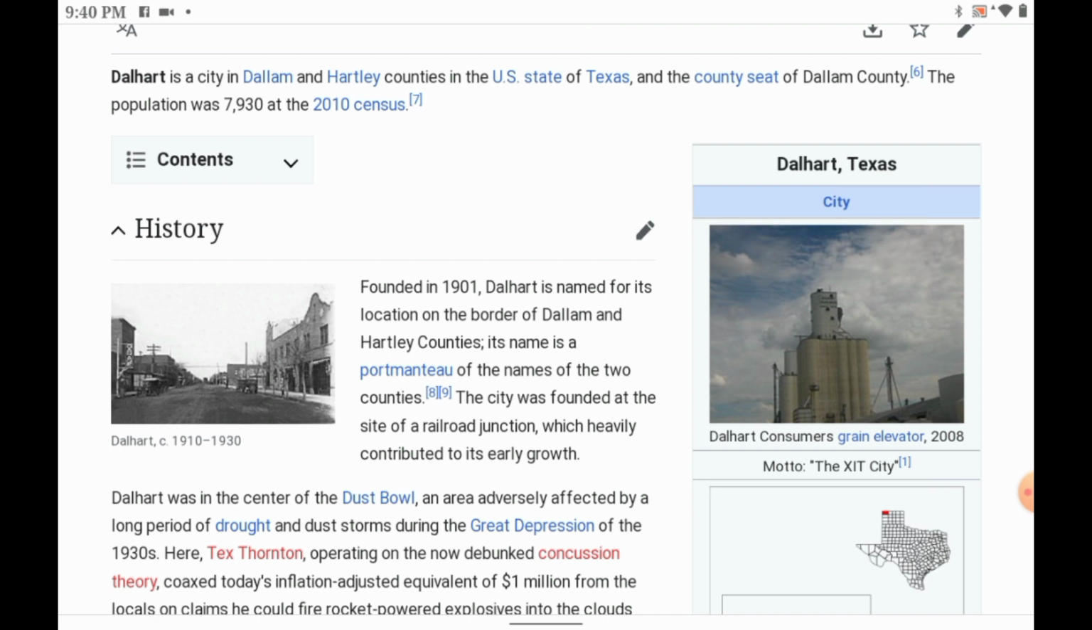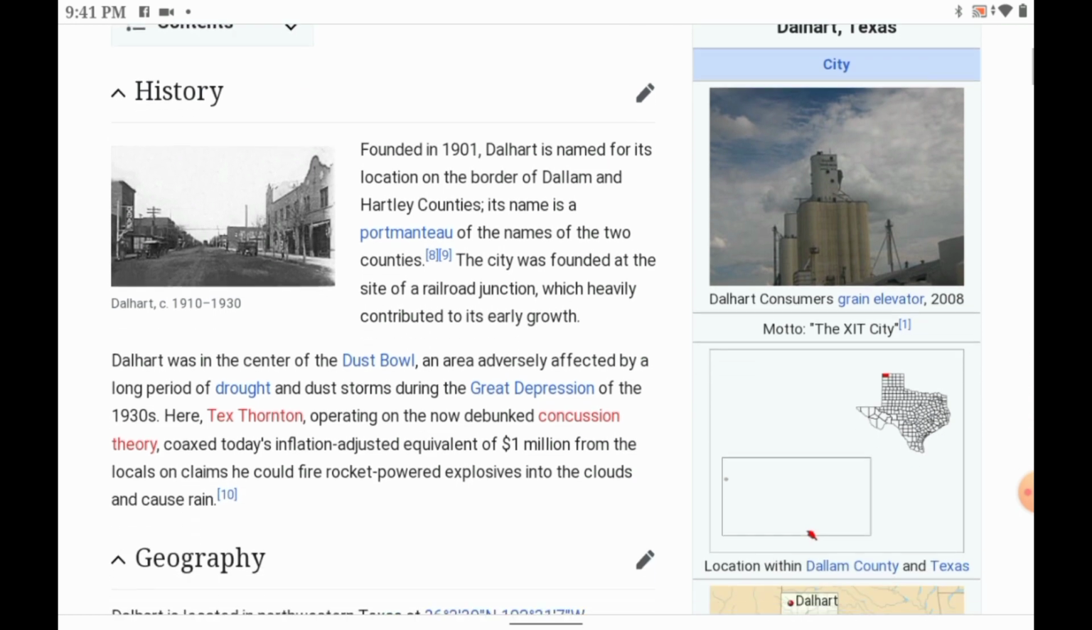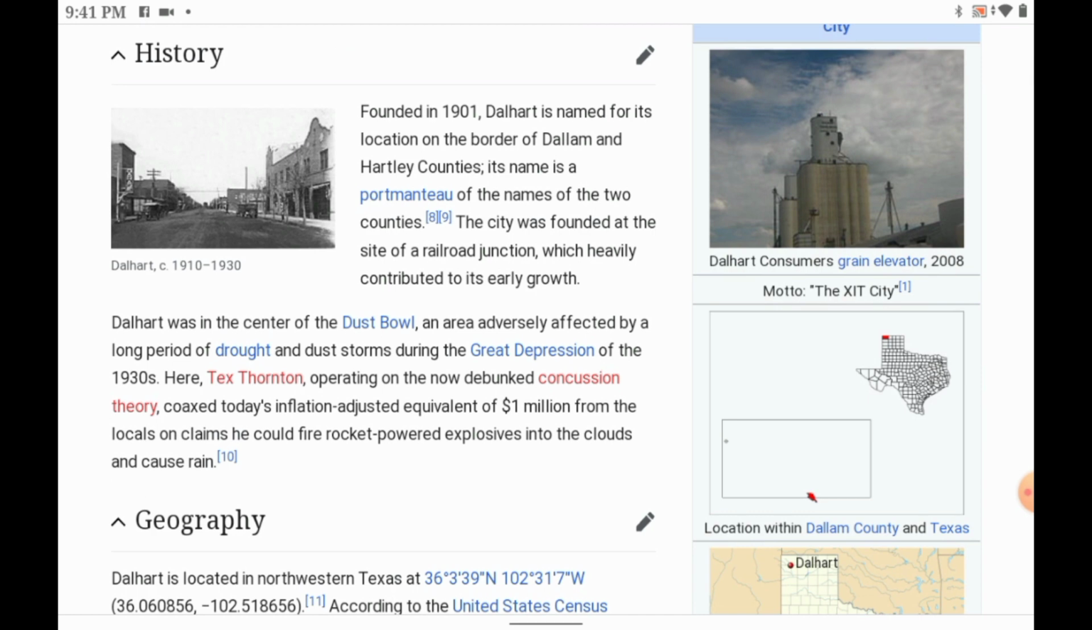Founded in 1901, Dalhart is named for its location on the border. Remember, I mentioned border town of Dallam and Hartley counties. Its name is a portmanteau of the names of the two counties, basically meaning it takes a little bit off of one county and a little bit off the other to form the name. It's founded on the site of a railroad junction, which heavily contributed to its early growth.